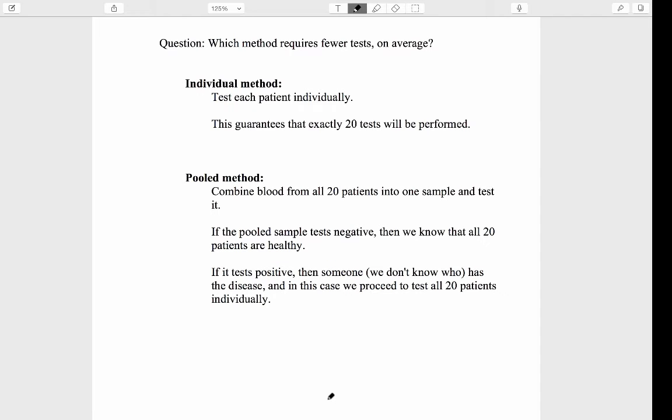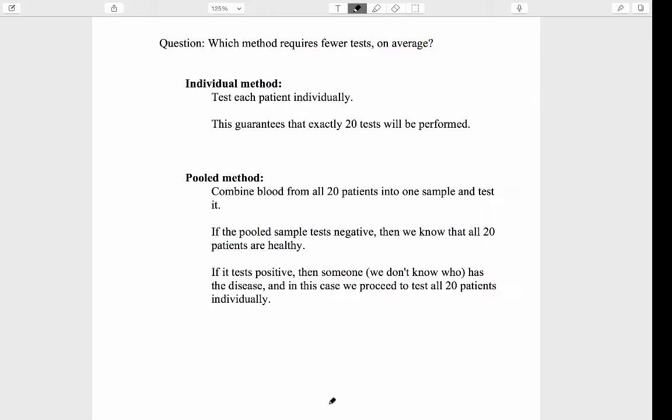Here is our question. Which method requires fewer tests on average? Now that's an important question, because very often medical tests are quite expensive. A hospital which has more efficient ways of carrying out its medical tests, and still doing it effectively, will be able to do a better job of using the resources that it has.